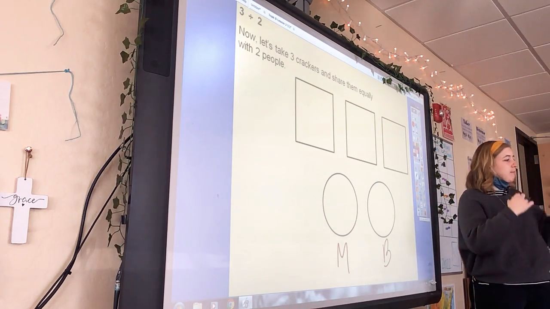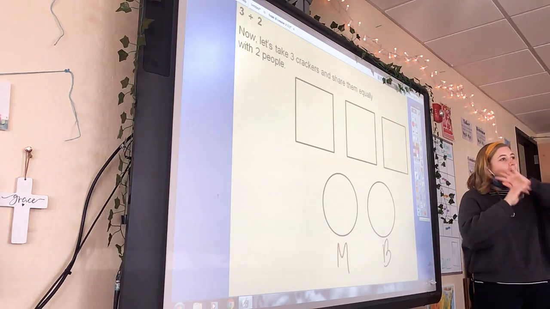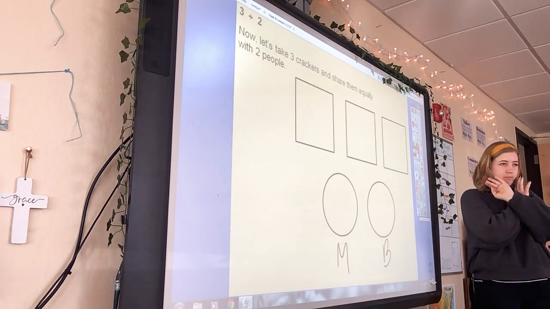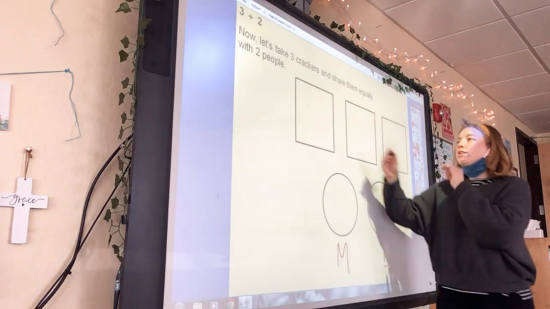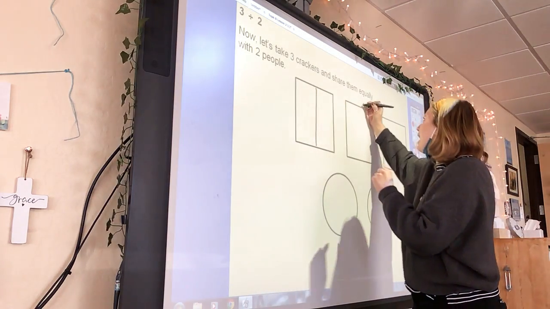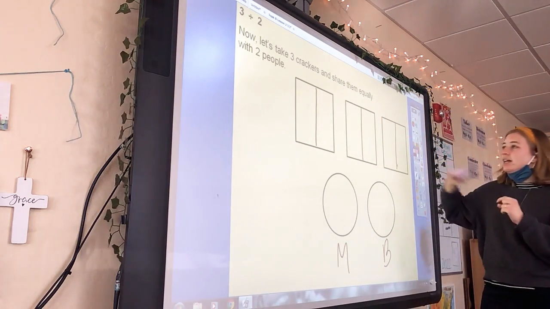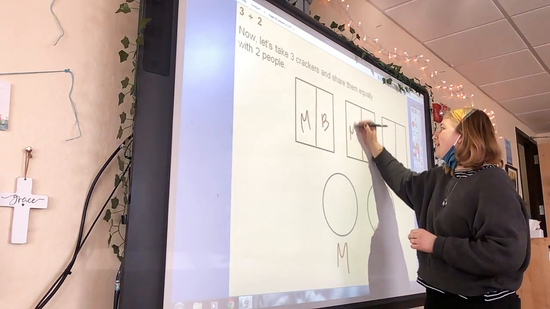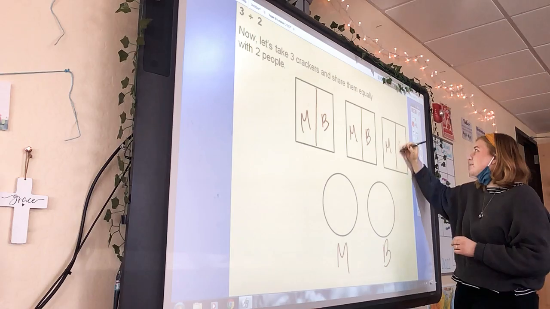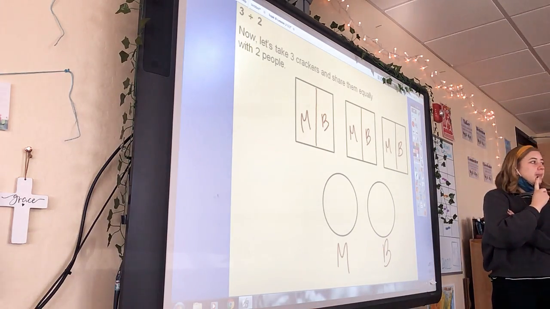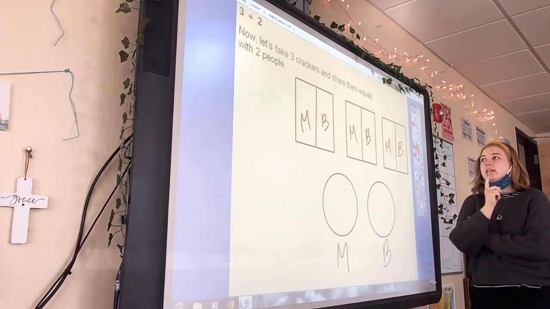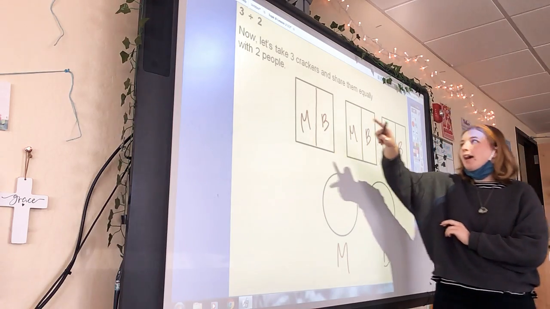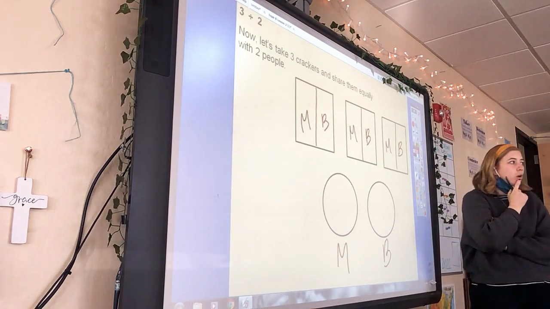And we keep with the same pattern that we've been doing, and we just split all of the crackers between the amount of people that we have, right? So we split all 3 crackers in half. So then this is for Mika, this is Brooks, this is Mika, this is Brooks, this is Mika, this is Brooks, right? Okay. So Mika gets 1/2 plus 1/2 plus 1/2.